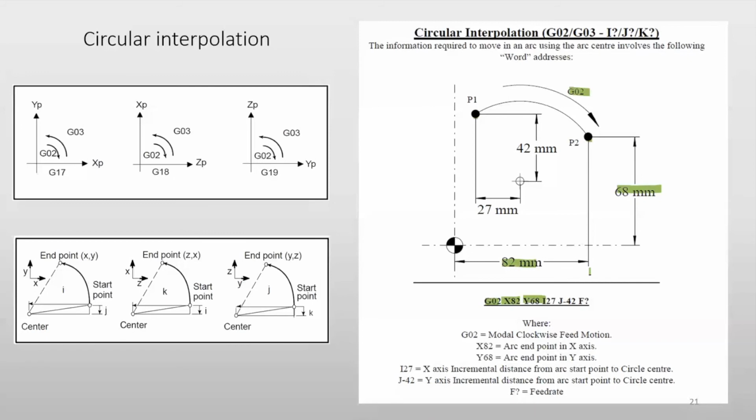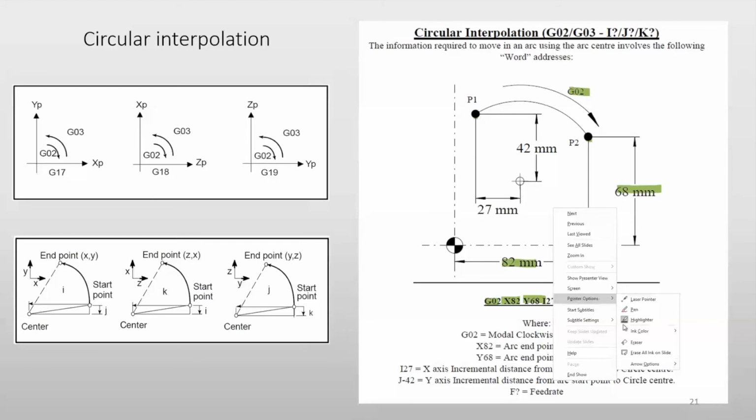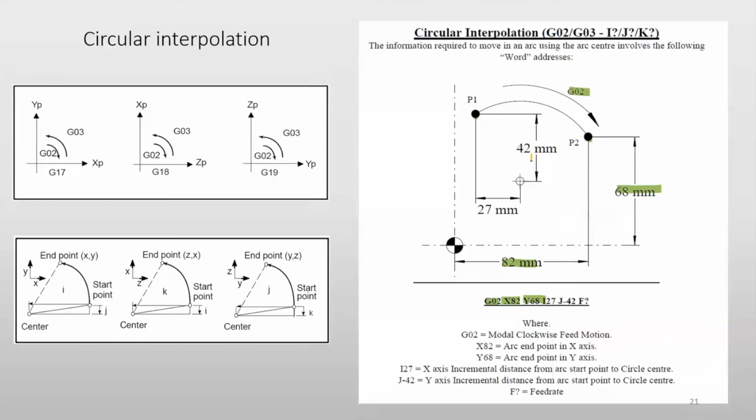Then I have to give the center of it, because that center gives me the radius. In order to do that, I find how much distance I traveled, relative to P1, the previous point. For the center, I've moved from P1 to that point. If the center is here, you move in the X direction by 27 millimeters, but you're coming down in the Y direction by 42. So what do I write? X 27, Y minus 42.